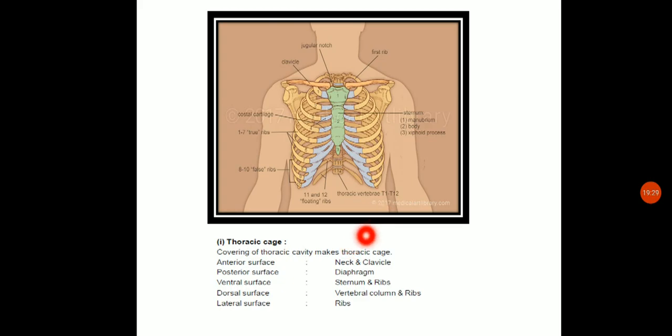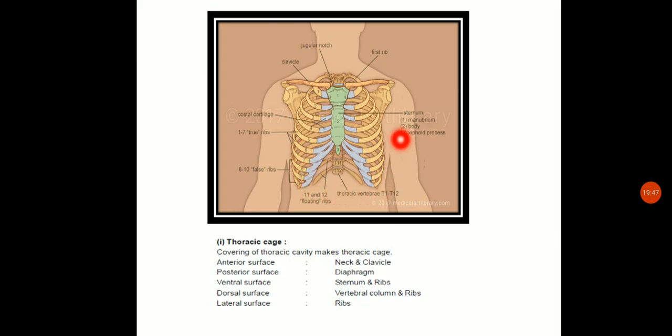Okay, so these are basically covering the thoracic cavity. We'll see that the thoracic cage consists of the anterior surface of the lung, which is basically made up of the neck and clavicle. You can see this is the clavicle bone and this is the neck. So this is the anterior part of the thoracic cage. The covering of the thoracic cavity makes the thoracic cage.